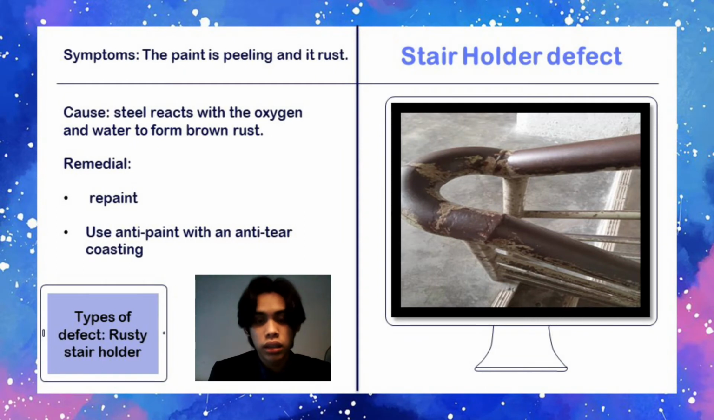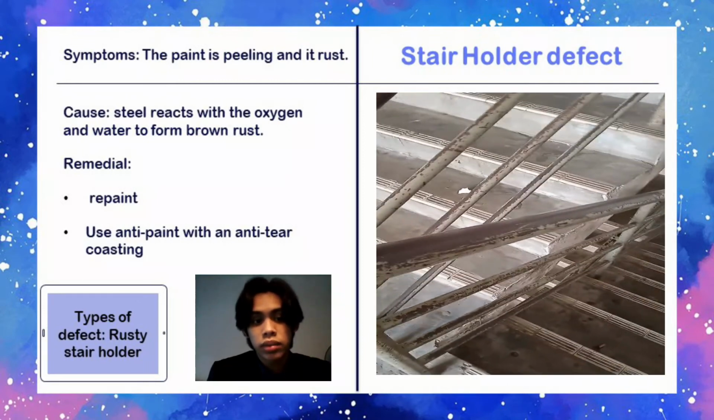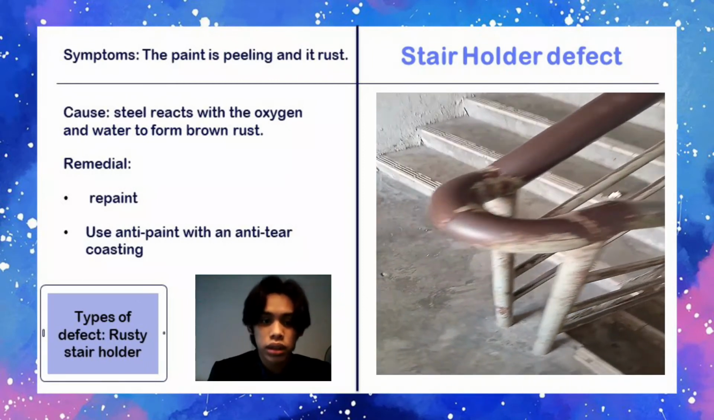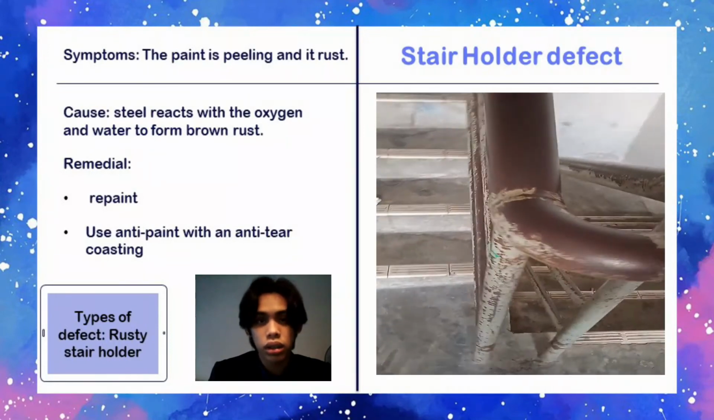So as you can see, the name of the defect is stairholder defects and the type of defect is a rusty stairholder. This defect is located at the front of the house at block 3. The symptom shown is that the paint on the stairholder is peeling and the rust is slowly spreading.